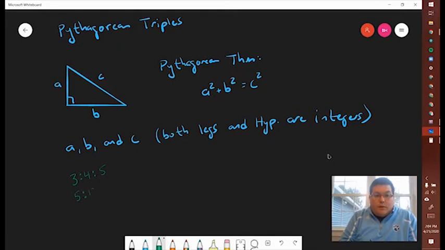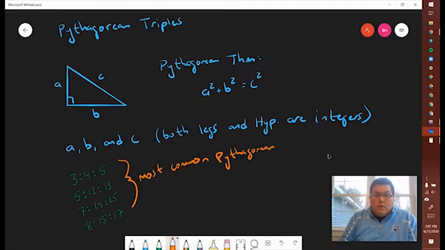5 to 12 to 13 is another one of these Pythagorean triples. 7 to 24 to 25 is the third, and 8, 15, 17 is the fourth. These are the most common, not all of them, right? But these are the most common Pythagorean triples.